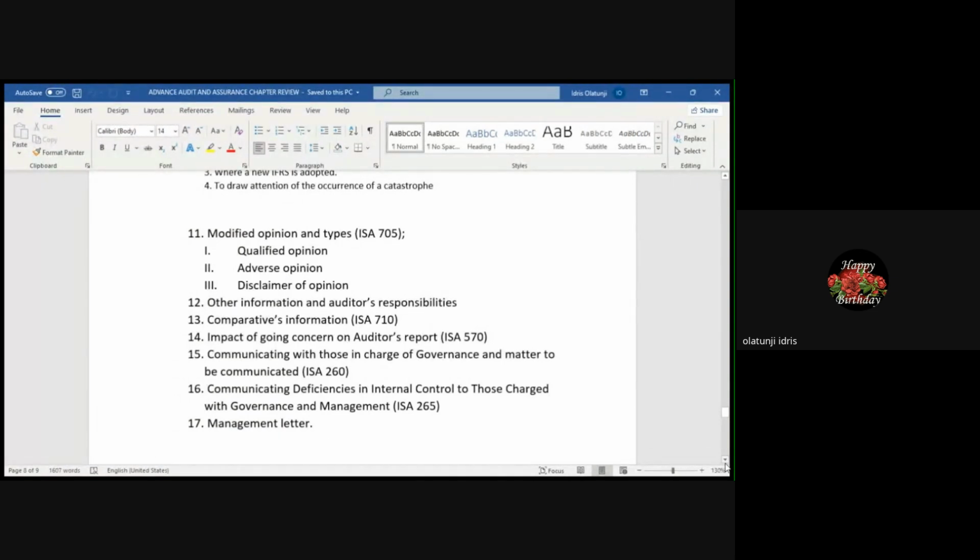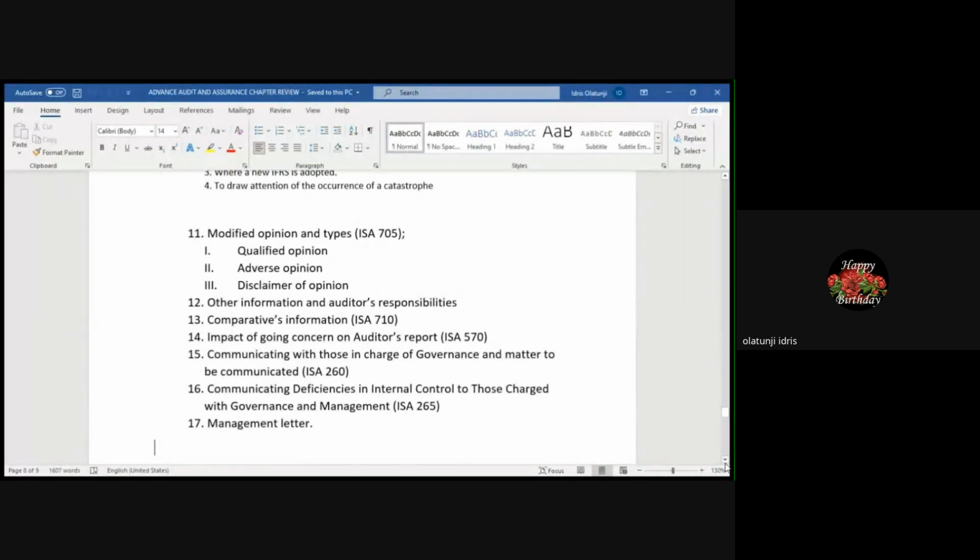That is where the auditor has realized that the financial statement has a significant issue that will have an adverse effect on the financial statement. That is where they issue a qualified opinion. Then the adverse opinion.